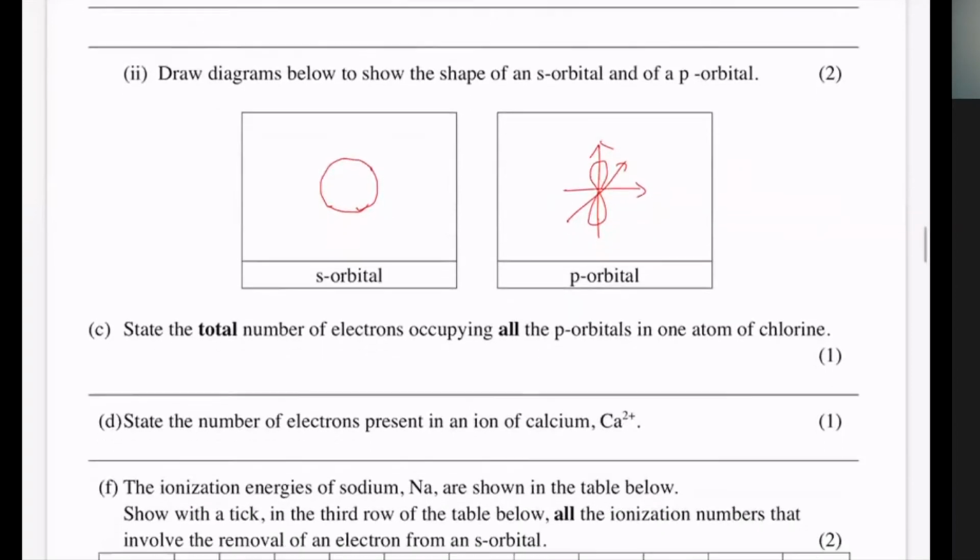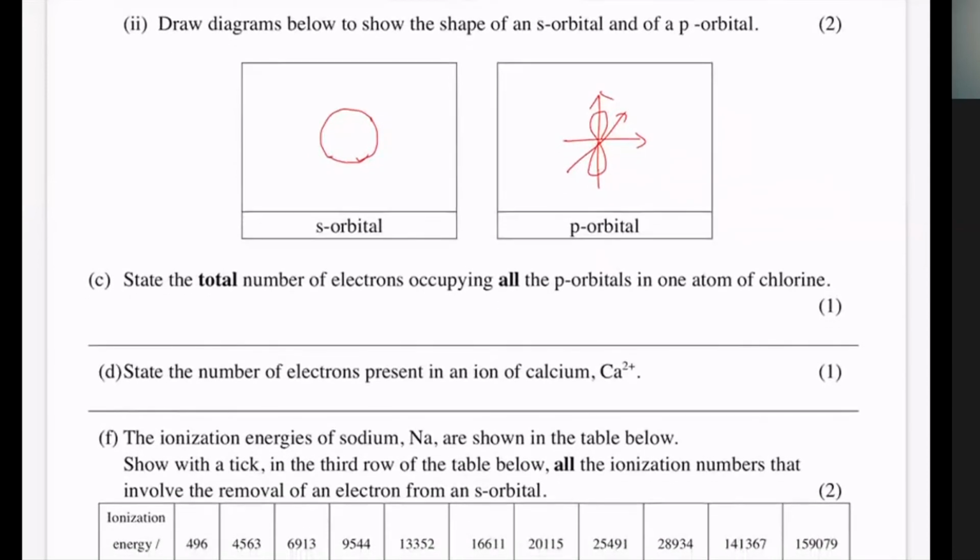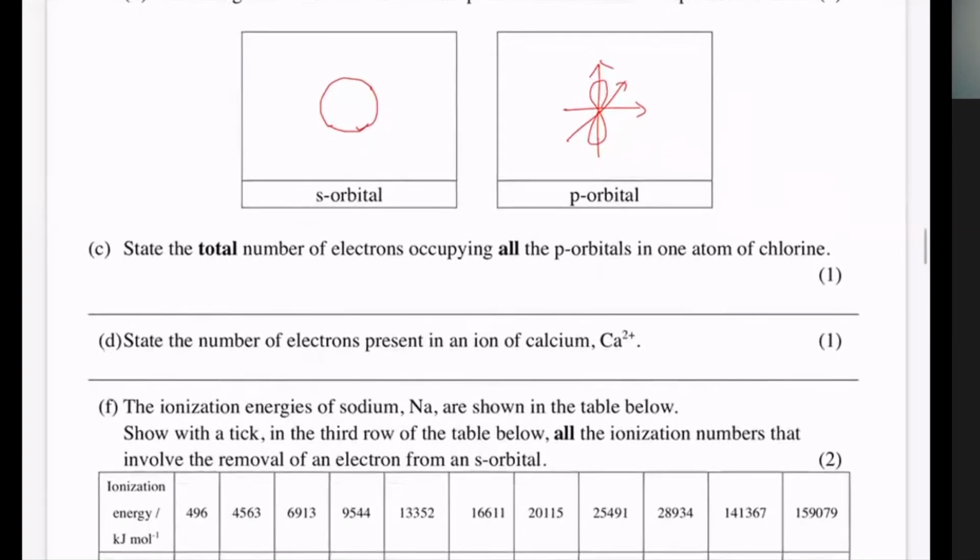Next one, state the total number of electrons occupying all the p orbitals in one atom of chlorine. Emily, what's your answer for C? I don't know how to do it. Okay, let's work it out together. For chlorine, what's the atomic number? Do you have a periodic table with you? 17. Okay, so let's try to work out the electron configuration first.